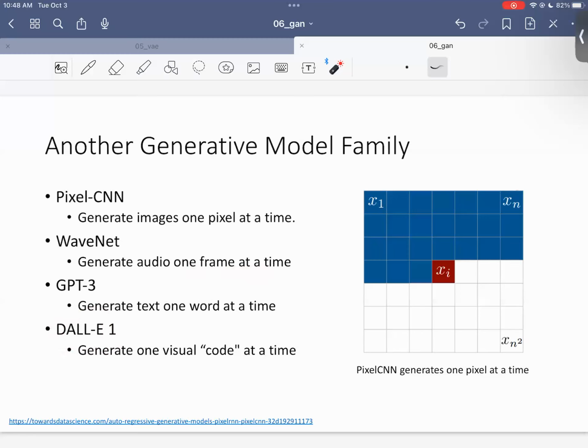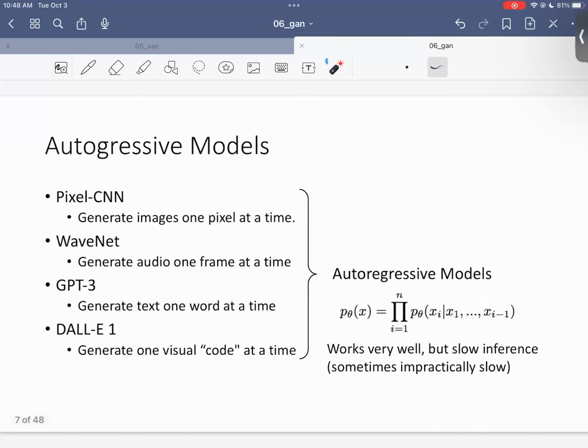DALL-E 3 was released maybe a couple of days ago. DALL-E 3 and DALL-E 2 are diffusion-based models, but DALL-E 1 was an autoregressive model. It didn't generate one pixel at a time, it generates something called one visual code at a time, but maybe we'll have a chance to talk about this later. Right, so those are the autoregressive models, and the gist is that they all follow this formula here.